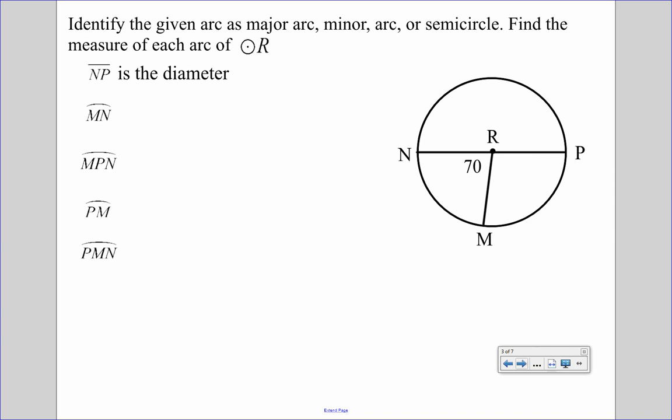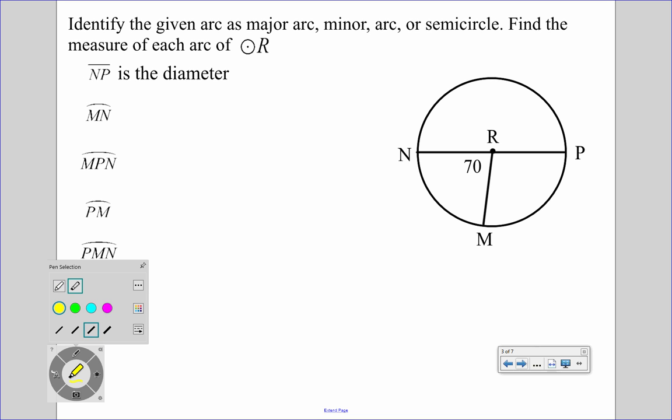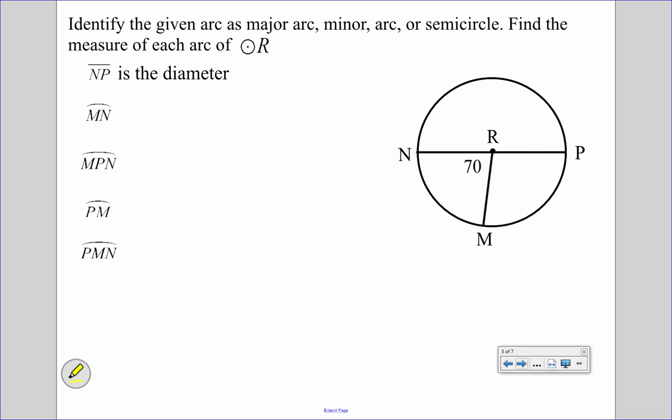All right, first off, it says identify the given arc as a major arc, minor arc, or semicircle. Find the measure of each arc of circle R. And it also tells you that NP is the diameter. Now this is an important piece of information. I always like to highlight my diameters, because that tells me that it cut that circle into two semicircles, or 180 degrees. So that's a piece of information that's going to help us solve some of these problems.